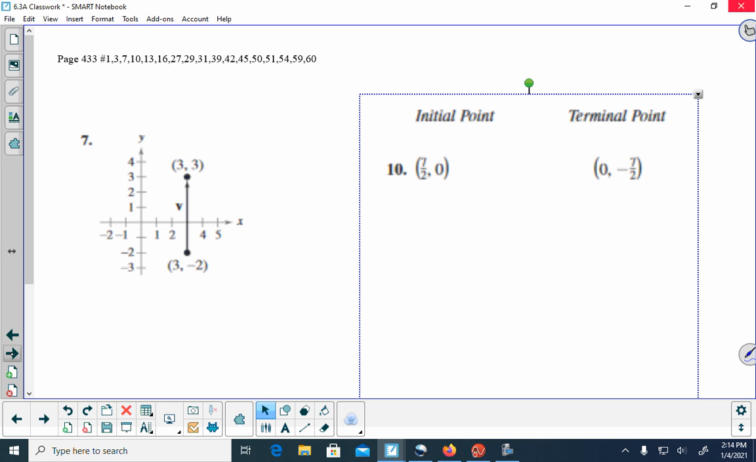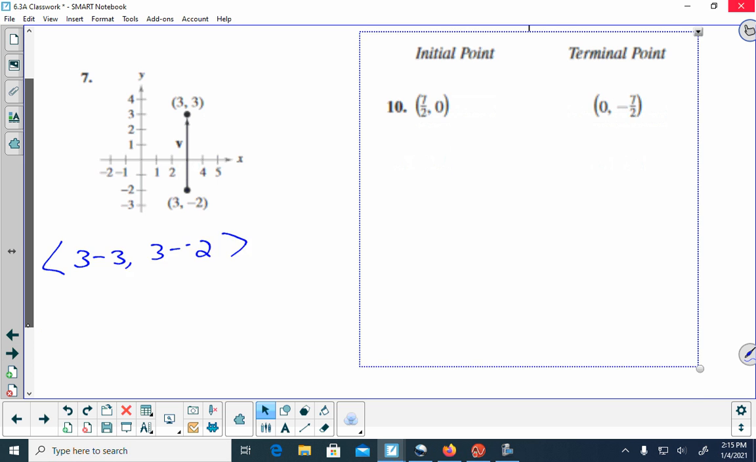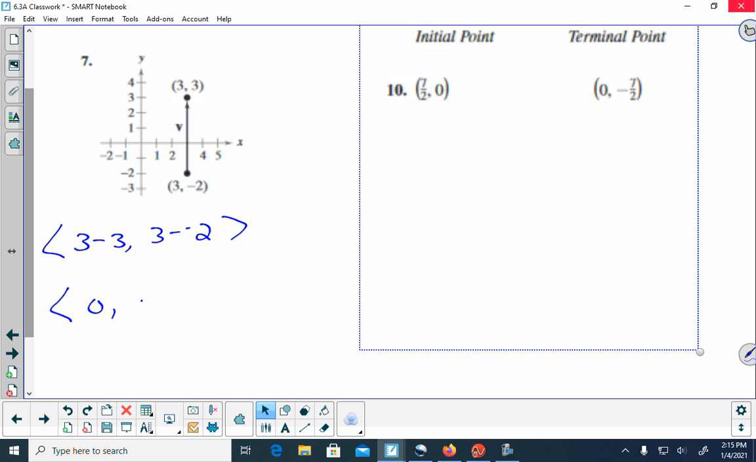Number 7, same thing, we find the component form and the magnitude. So to find the component form, we're going to do the difference of the x's, and then the difference of the y's. Remember, it's terminal minus initial, and it doesn't really matter with the x's because they're the same, but it does matter with the y's. So I'm going to take 3 minus -2. The direction matters, so you need to make sure that you're always taking terminal minus initial. So I'm going to have 0, 5.